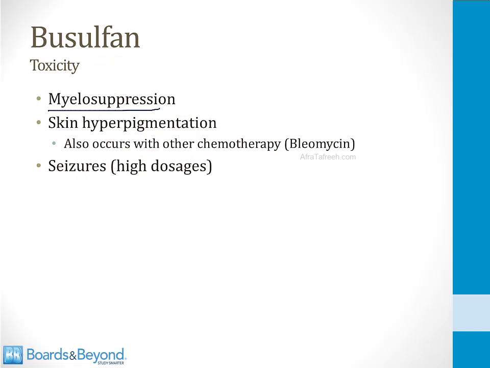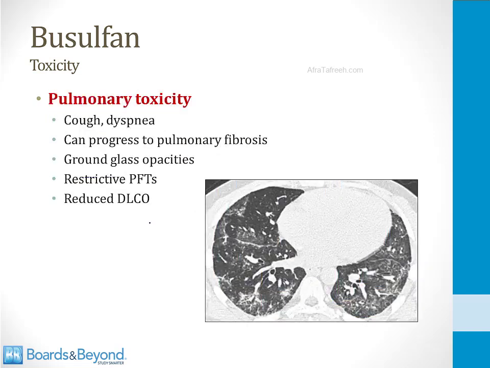Busulfan can cause myelosuppression. It can also potentially lead to skin changes, including hyperpigmentation. This occurs with other chemotherapy agents, including bleomycin, which has a very similar sounding name. And then finally, at high dosages, it can potentially cause seizures. There are many chemotherapy drugs that can potentially cause pulmonary toxicity, but busulfan is sort of famous for this. It was one of the first chemotherapy drugs described that could lead to pulmonary toxicity.